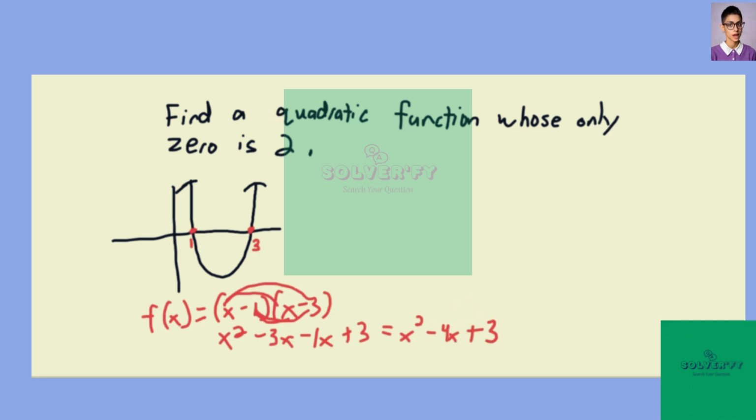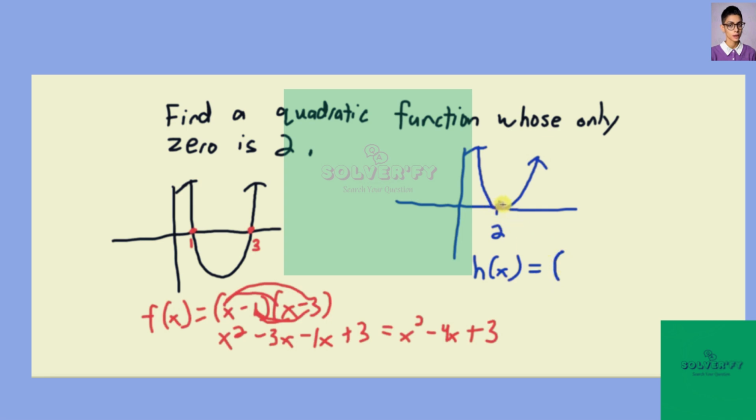But in this problem, we want a quadratic function whose only zero is 2. So how would that look? Say we had a zero right here at 2, and that is the only zero or x-intercept of the quadratic function. We could sketch that out just like that. So if we call this function h of x, and it still has to be quadratic, but we only have one zero, what do we do in this case?